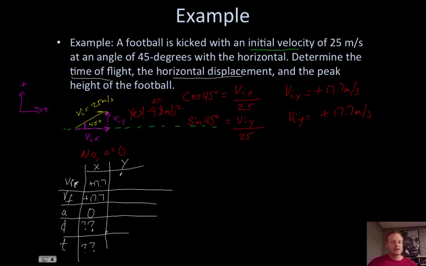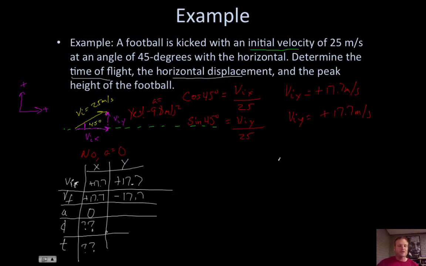Now, what is the initial velocity in the y direction? Well, that too is 17.7. We figured that out over here. Okay. The final velocity is going to actually be negative 17.7. How do I know that?